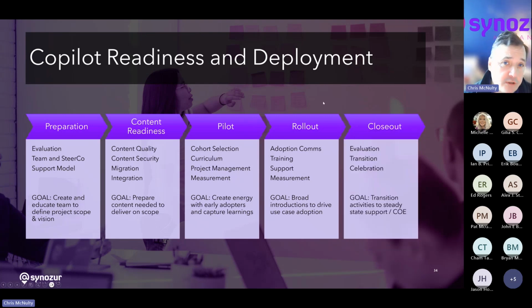And finally, closeout. The goal of this is a project. A project is by nature a temporary endeavor. So the way that you govern this experimentation, this pilot, and this rollout needs to all be captured and handed off to the right team moving forward for steady state support. And whether you're setting up centers of excellence or communities of practice, make sure that you are handing that off and taking a moment to recognize and celebrate your successes during this.